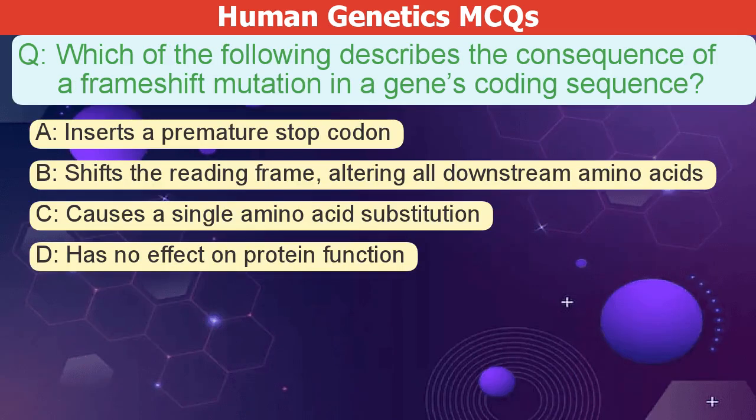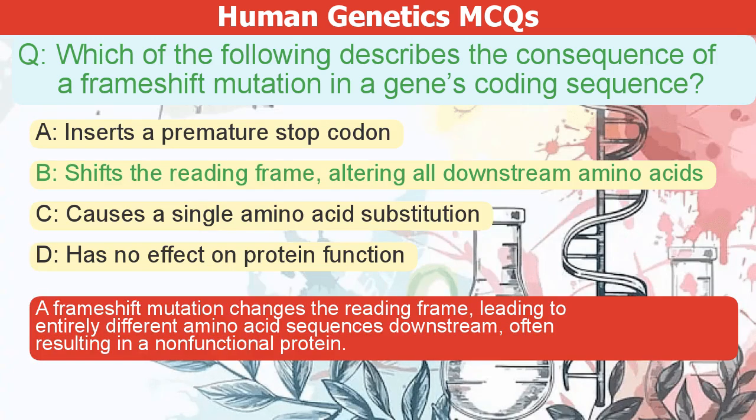Which of the following describes the consequence of a frameshift mutation in a gene's coding sequence? A. Inserts a premature stop codon. B. Shifts the reading frame, altering all downstream amino acids. C. Causes a single amino acid substitution. D. Has no effect on protein function. The correct answer is B. A frameshift mutation changes the reading frame, leading to entirely different amino acid sequences downstream, often resulting in a non-functional protein.